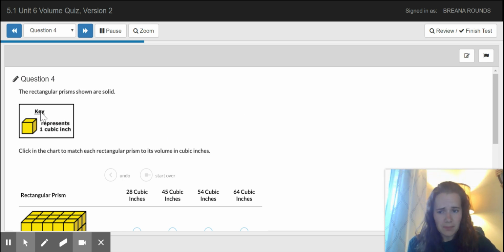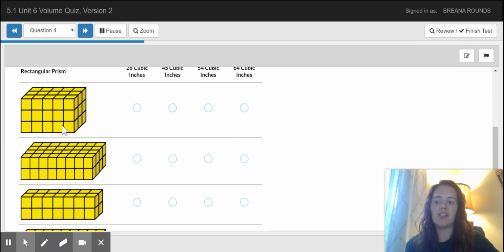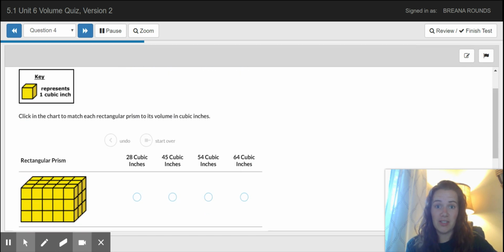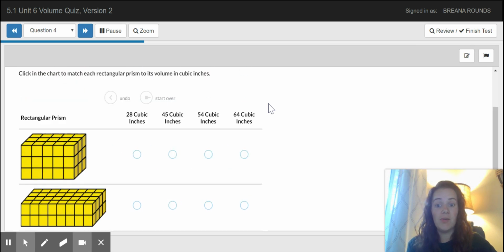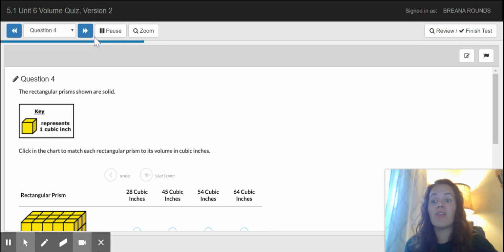Question 4. Each tiny little cube represents 1 cubic inch. So you are going to determine the volume of each of these rectangular prisms. Make sure that you're careful about choosing your answer and the one that you actually want to submit, okay? This is one of those all or nothing questions. So if you get 3 of them right and 1 of them wrong, you get 0 points. So if you're going to do all the work, make sure you do the work correctly and get the right answer for all of them.